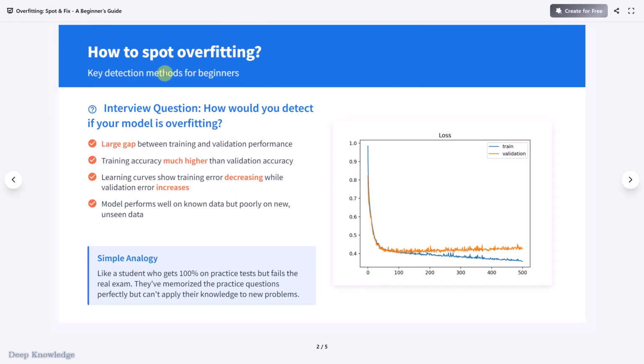And how to stop overfitting? Indeed, there are several ways. First, how would you detect if your model is overfitting? There is a large gap between the training and validation performance. You can see this is the train and validation. The loss in validation is high, but for training it's good. The learning curve for training is decreasing while the validation is increasing, and the model also performs poorly on unseen data. So this is how to detect overfitting.